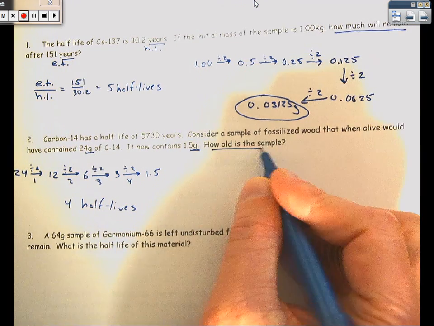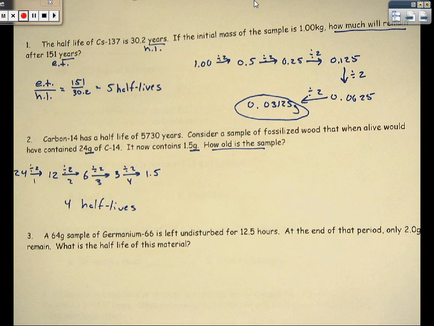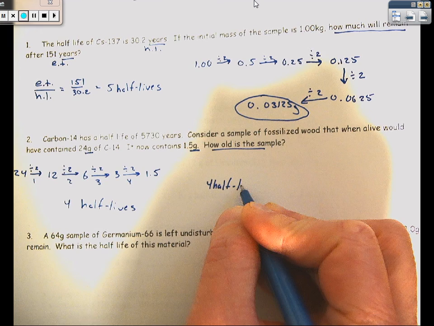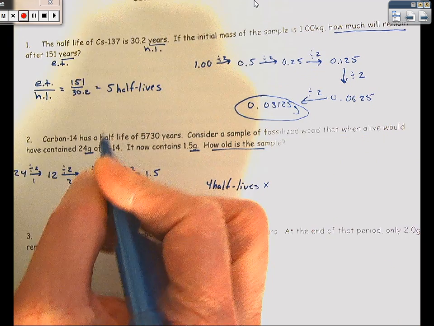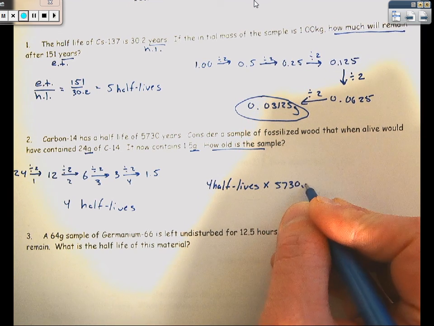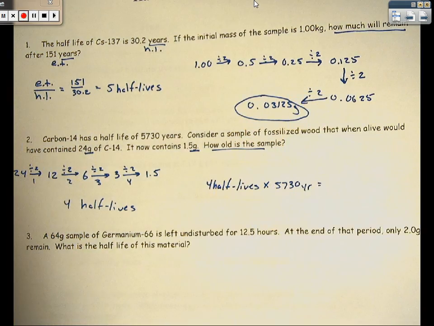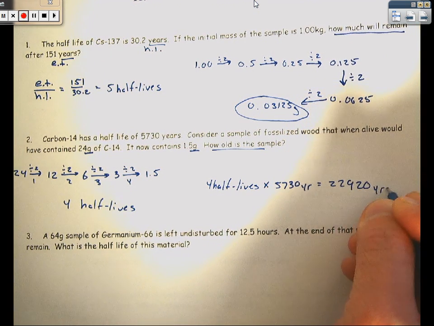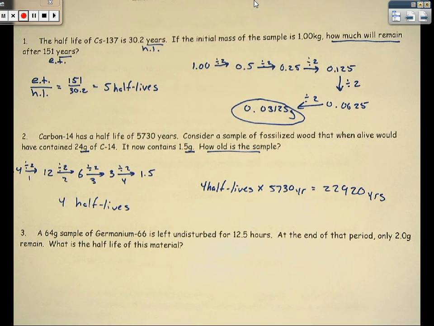Now we want to know how old the sample is. We want to know how long this sample's been sitting around. We know we have 4 half-lives. We're going to multiply that by the half-life time, 5,730 years, to get the time that's gone by. 4 times 5,730 is 22,920 years. That's how much time has gone by. That's how old the sample has to be to have decomposed from 24 grams to 1.5 grams.